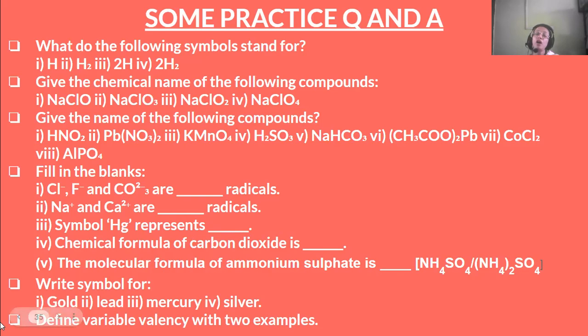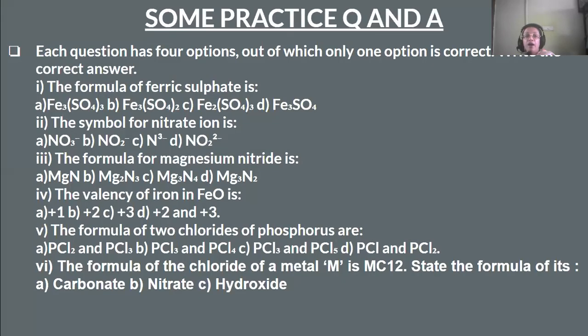The molecular formula of ammonium sulfate is dash. The options are given here: NH4SO4 or (NH4)2SO4. Which one is correct? Now write the symbols of gold, lead, mercury, and silver. Then define variable valency with 2 examples. Then again, each question has 4 options, out of which only 1 option is correct, so you have to choose the right answer.